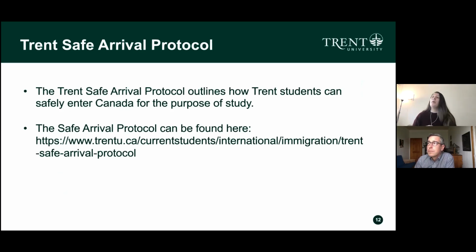So the next really important document that you need to download, read, and understand is the Trent Safe Arrival Protocol. This outlines how Trent students can safely enter Canada for the purpose of studies. As I mentioned, you can find it on our website, under Current Students, International Immigration, Trent Safe Arrival Protocol. But if you just open up the Trent website, go into the search bar and look up Trent Safe Arrival Protocol, you can find it there as well.